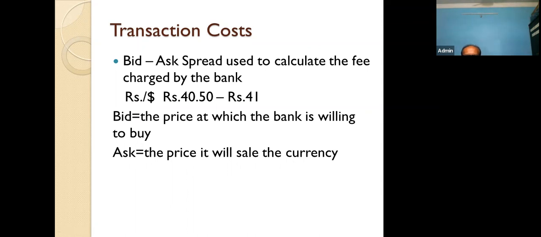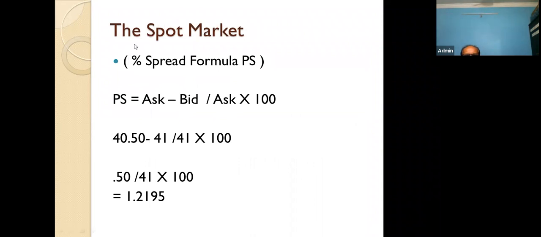जेव्हा बँक बाय करते म्हणजे परचेस करते दॅट इज बीड, आणि जेव्हा बँक विकते दॅट इज आस्क. सो रिमेंबर द डिफरन्स बिटवीन बीड अँड आस्क. वेन बँक बाईज इट इज बीड, अँड वेन बँक सेल्स फॉरेन करन्सी इट इज आस्क. सो बीड अँड आस्क, दिस वे द ट्रान्झॅक्शन गेट्स कम्प्लीटेड. Now the next one is the spot market. In spot market, percentage spread formula.